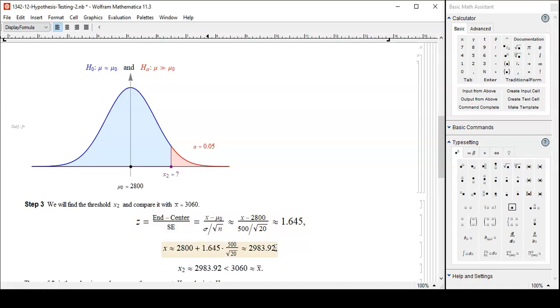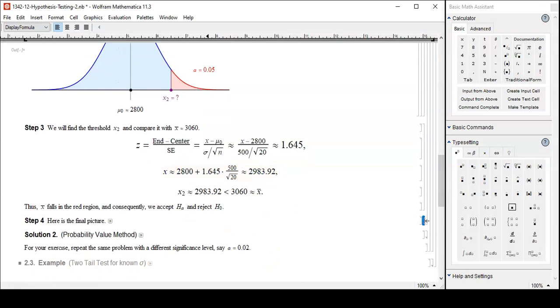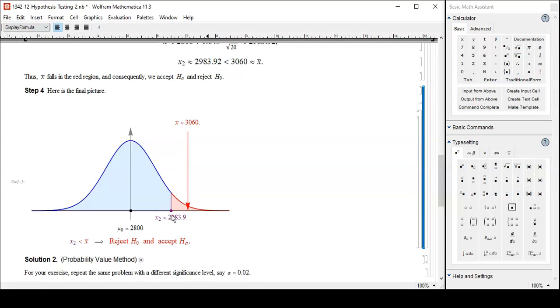You got 2,980 something. Definitely less than 3060. So we come up with this conclusion. 3060 is too big. So there's very little chance, 5% or less, that this comes into the red region by coincidence. So I'll regard that this is not a coincidence. So indeed, there was an increase in birth weight.